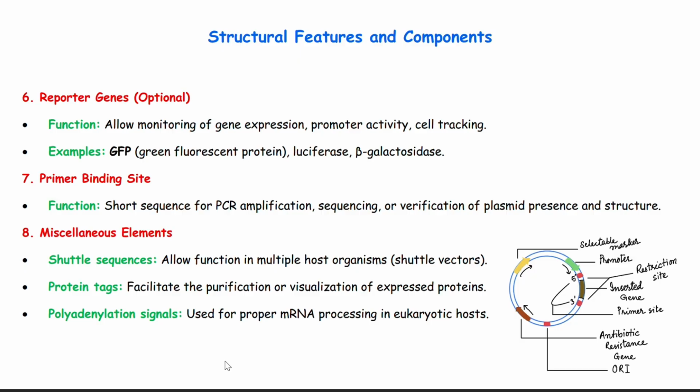Many plasmids also have reporter genes like GFP, the green fluorescent protein. This allows us to see whether the plasmid is working, because the cell glows under the light. Small primer binding sites are often built in so we can check the plasmid sequence quickly with PCR. Some plasmids include extra features such as shuttle sequences that let the plasmid work in more than one species, or small tags that help scientists collect and purify proteins made from the plasmid.